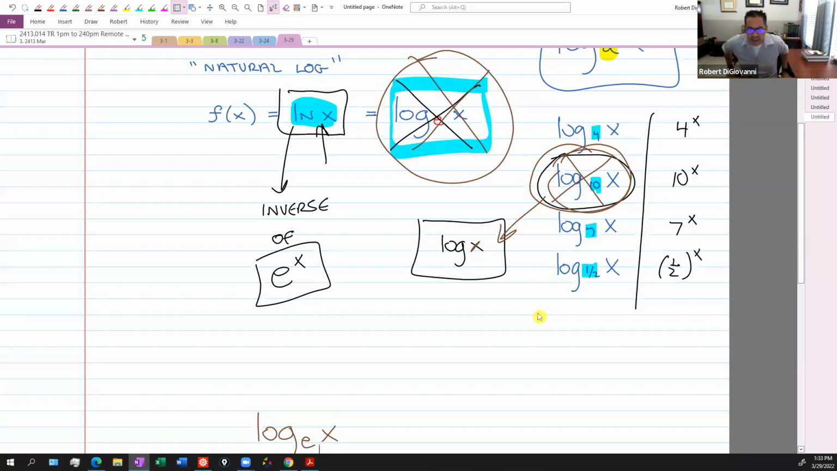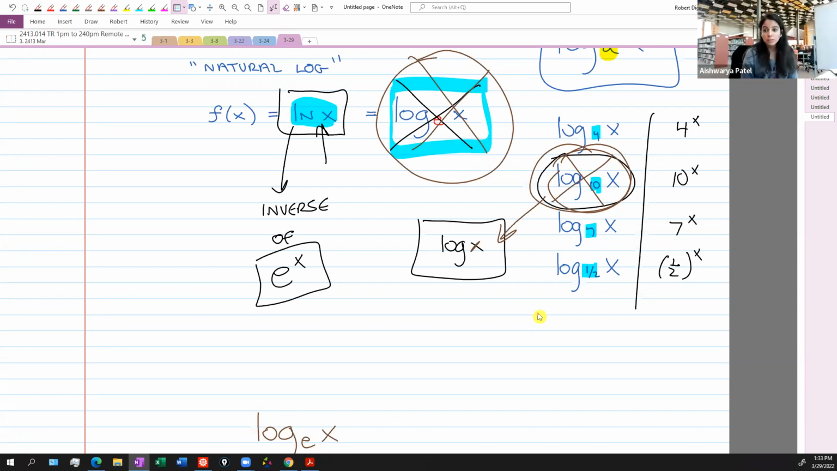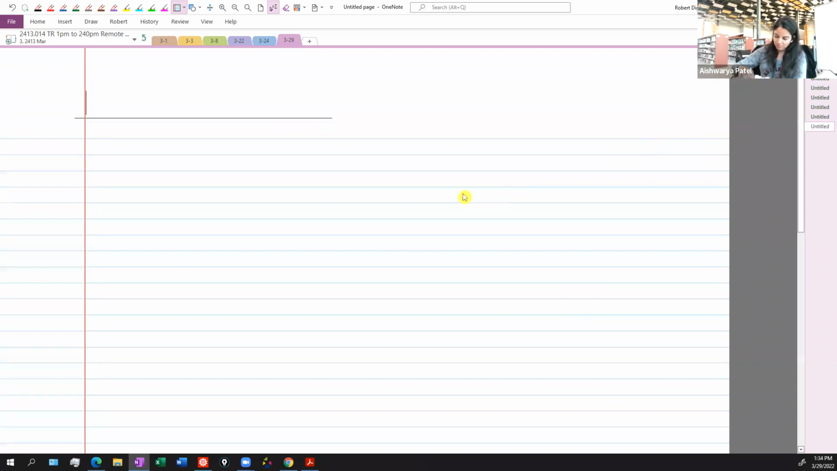Does anyone know why the base 10 log is so important? I haven't even explained why the natural log is important, or e to the x. But does anyone know why base 10 log is so important to us? Acids and bases. Yeah, acids and bases, we use log base 10, but why log base 10? Why not use log base 4, log base 7? Why base 10? It has to do with our number system. Our number system is base 10. Have y'all heard that before? Our number system is base 10.